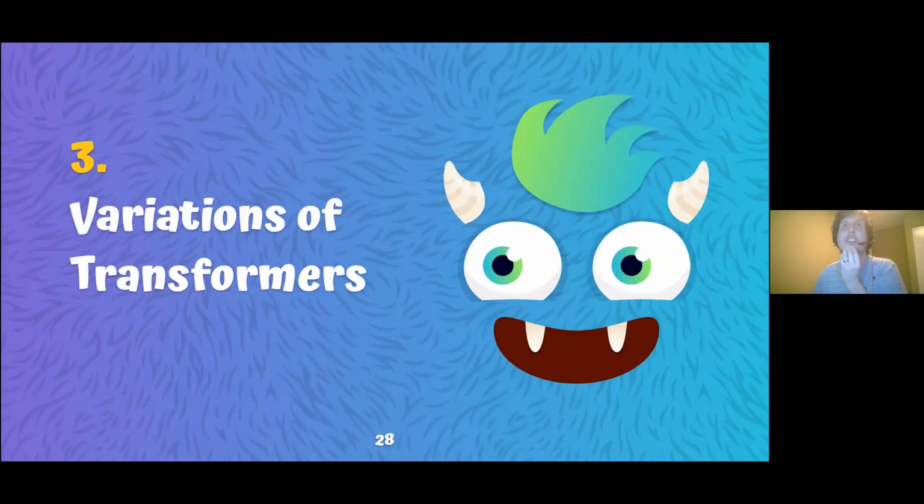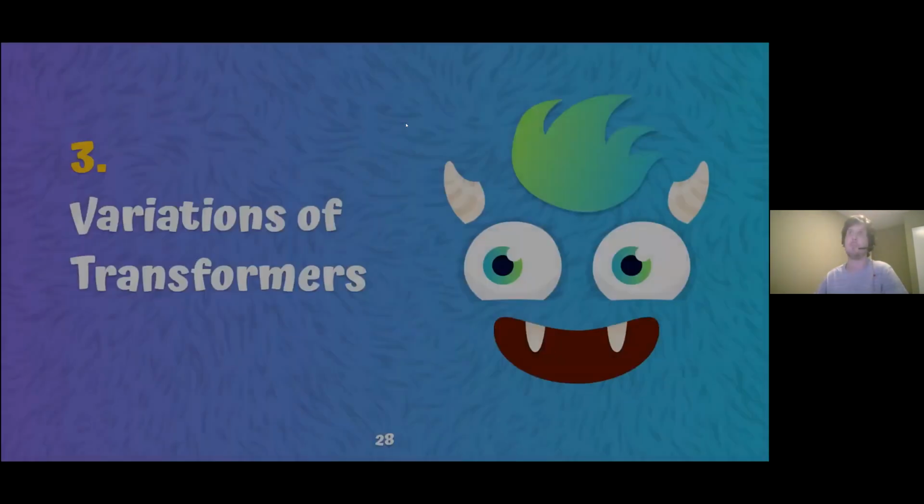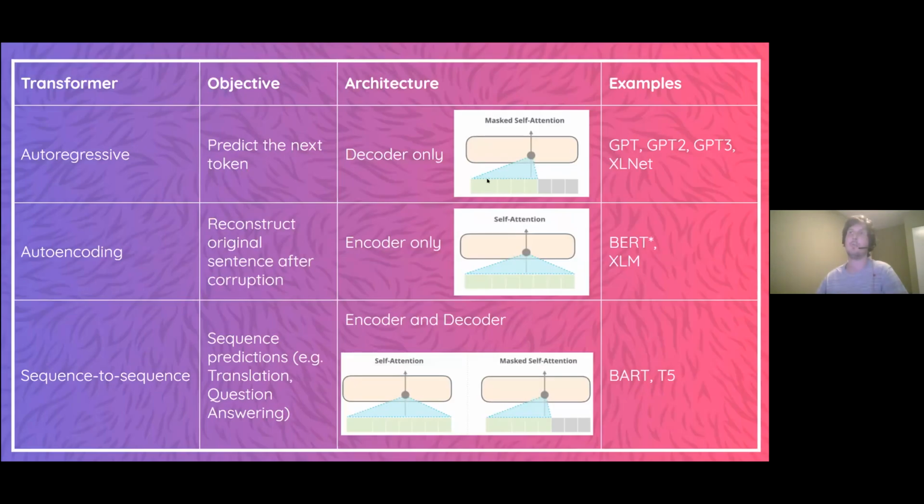Okay, so variations of transformers. There are a few different objectives that transformers can be pre-trained on. The first ones are called autoregressive models. These are like your classical language model. This is where you're always trying to predict the next word. And so this only uses the decoder. The decoder only looks at the words that it's seen up so far and then tries to predict the next one in a next word prediction style.